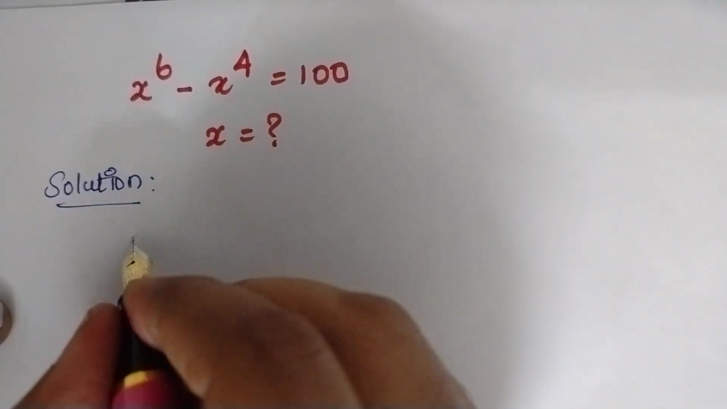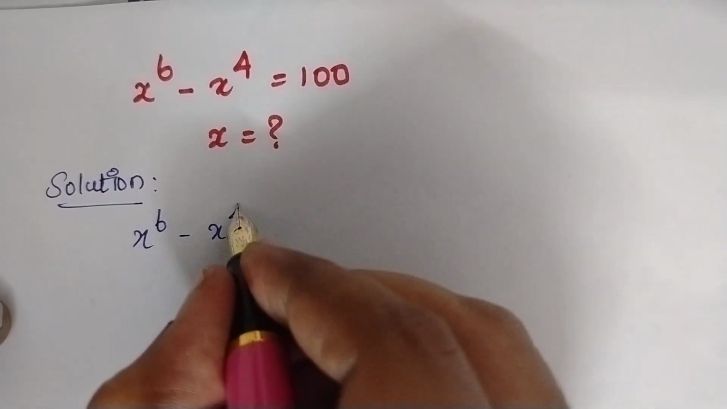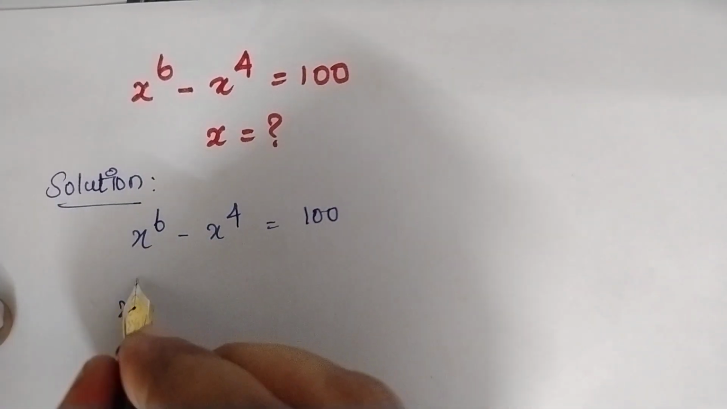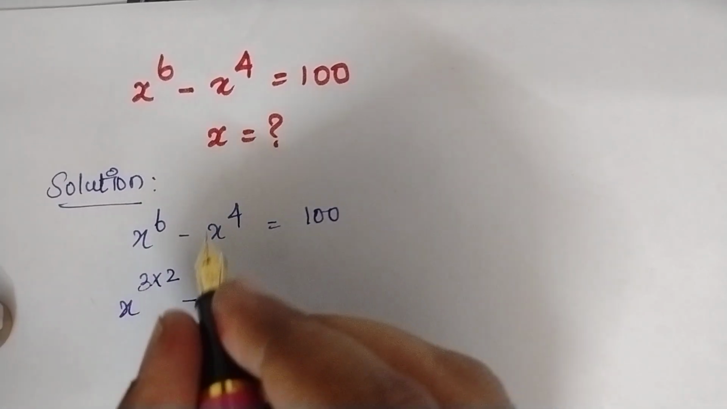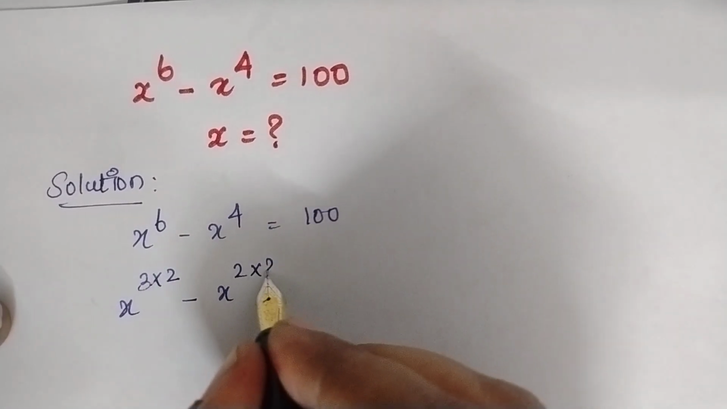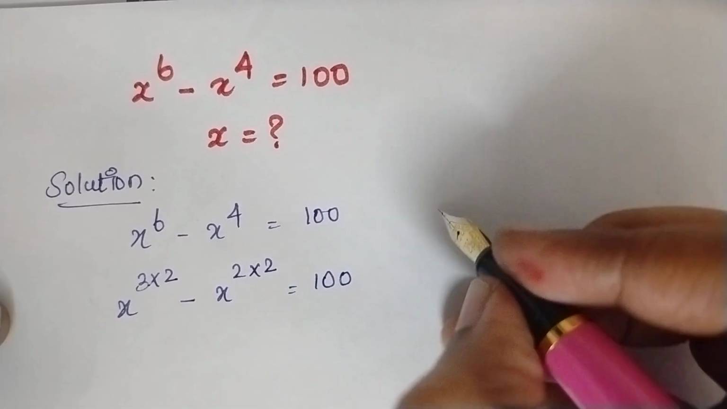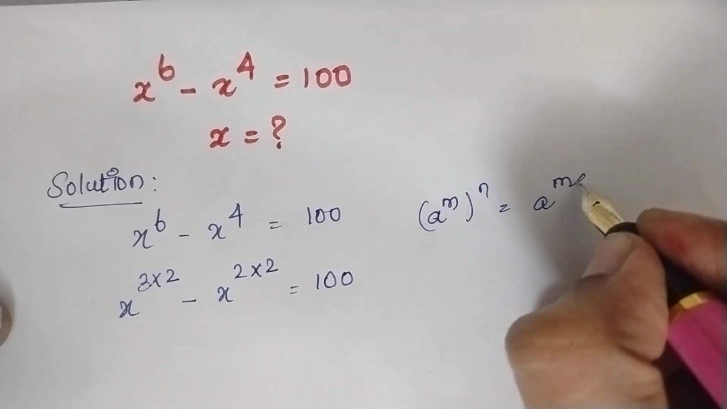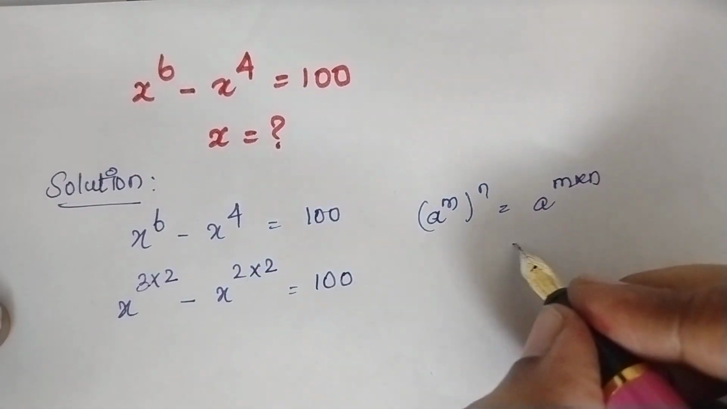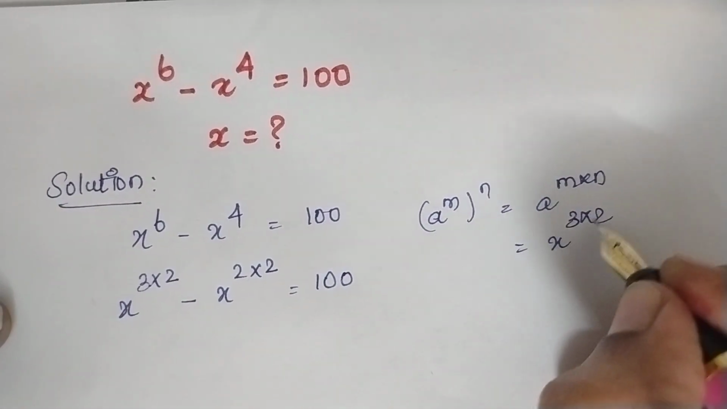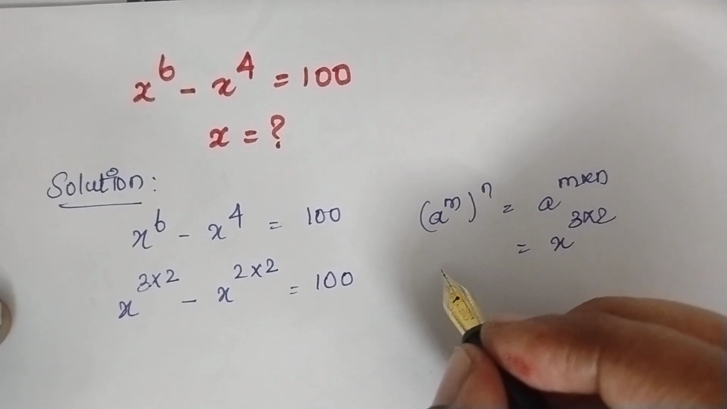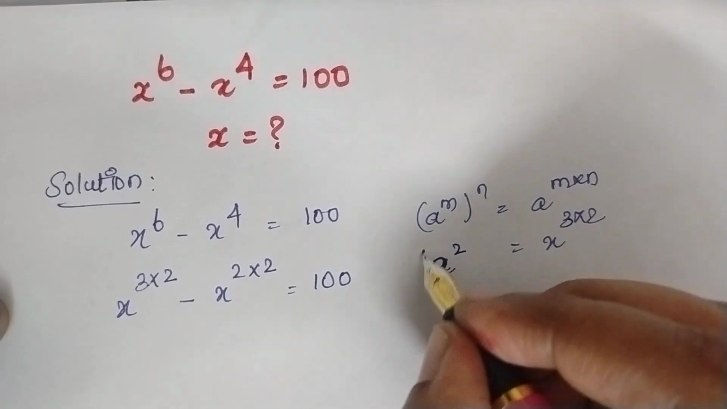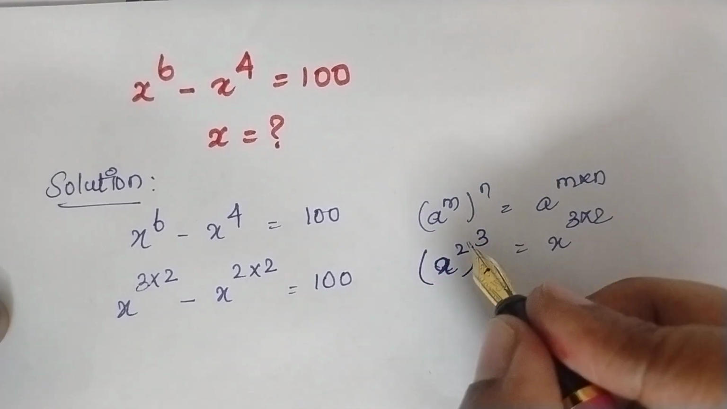Okay, first take the equation x power 6 minus x power 4 which is equal to 100. So now I'm going to write this 6 as 3 into 2. Similarly I'm going to write this 4 as 2 into 2. So we know a rule, that is (a power m) the whole power n can be written as a power m into n. So if you see here, this is in the form of x power 3 into 2. So this can also be written as x square the whole power cube. So we can also write like this.